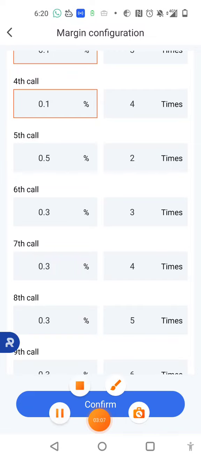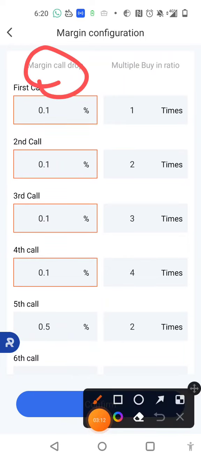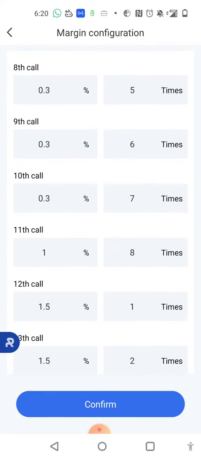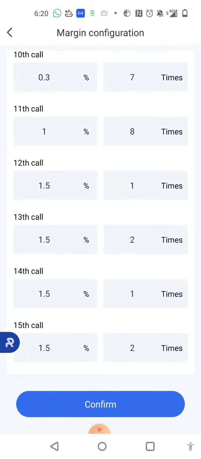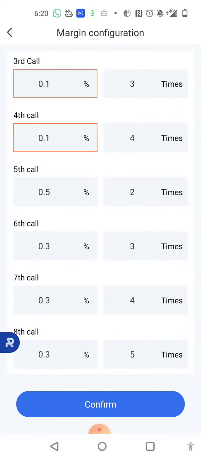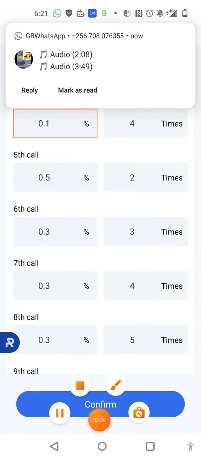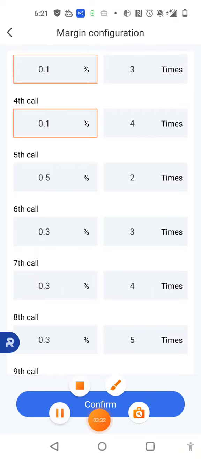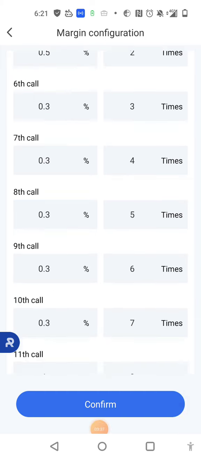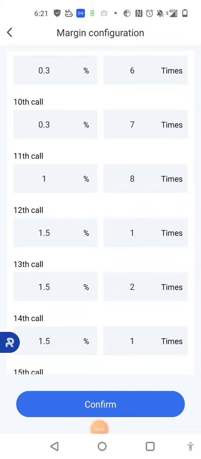Focus on the multiple buying ratio here, and this is the margin call drop. Okay, you see now I come 0.3, 0.3, 0.3, 0.3, then I come 1%, 1.5, 1.5, 1.5, I come 1%, 1%, 1%, and here I just make it a continuous process. So after making the first 4, I come back again. If you can see very clearly, I make 2, 3, 4, 5. I hope you see. Then I go 6, 7, 8. Then I come back again.